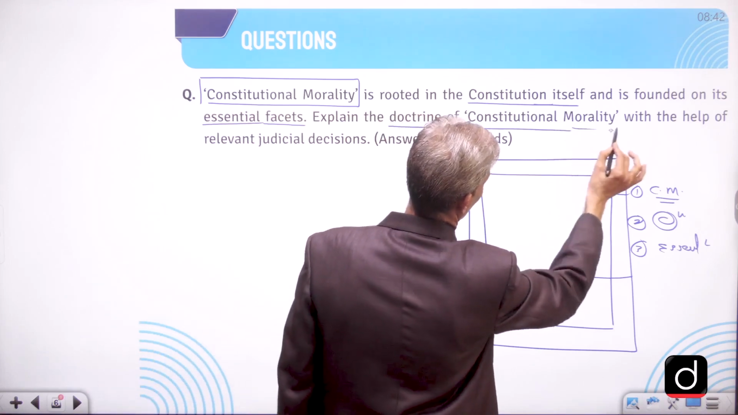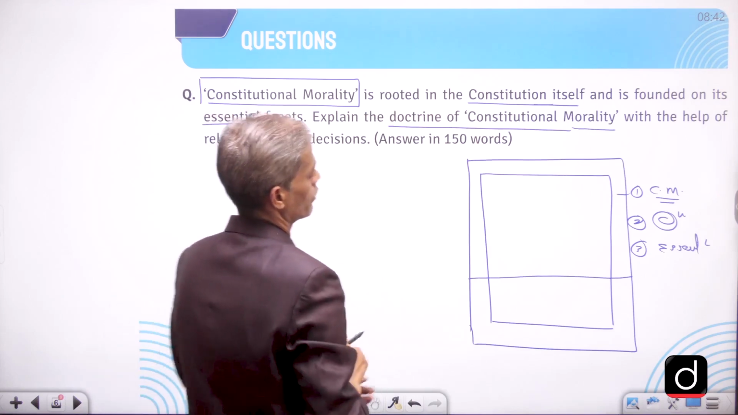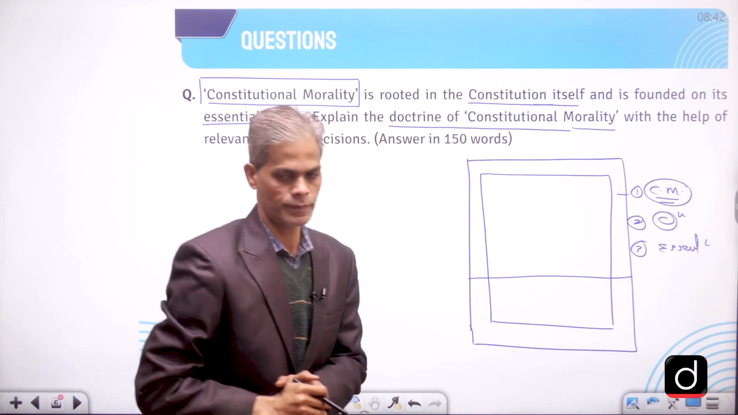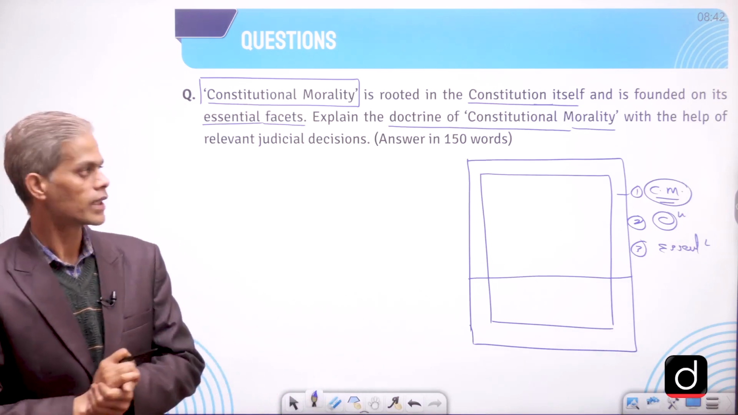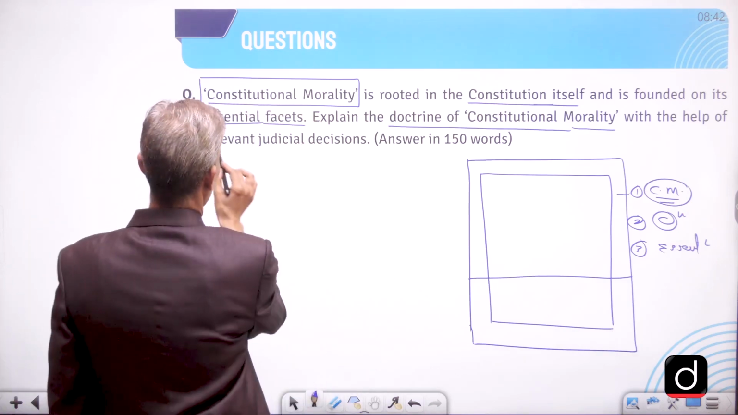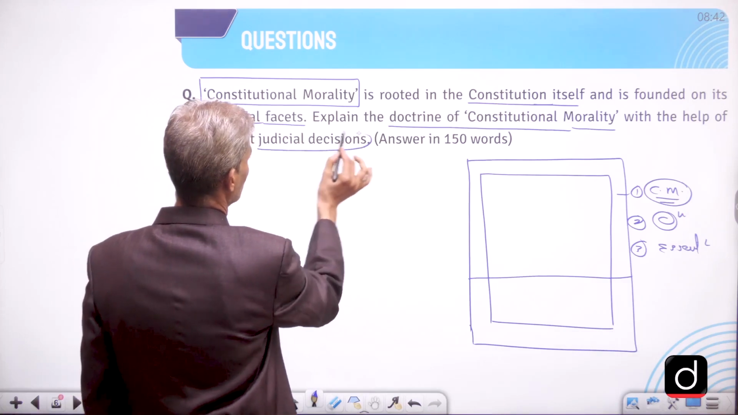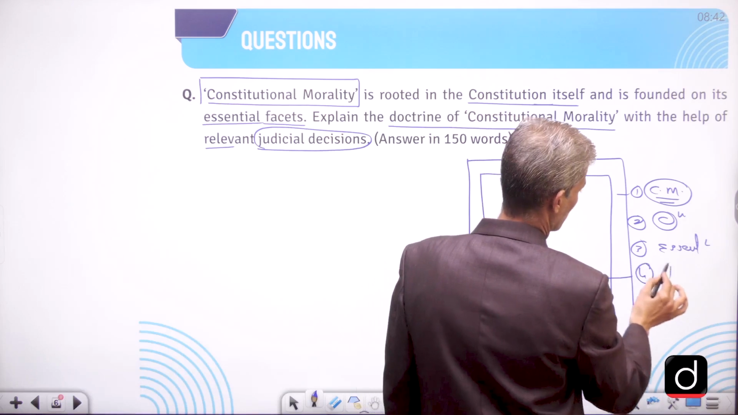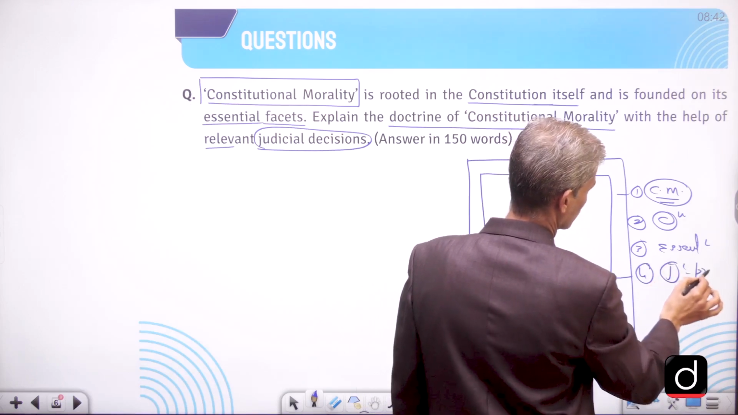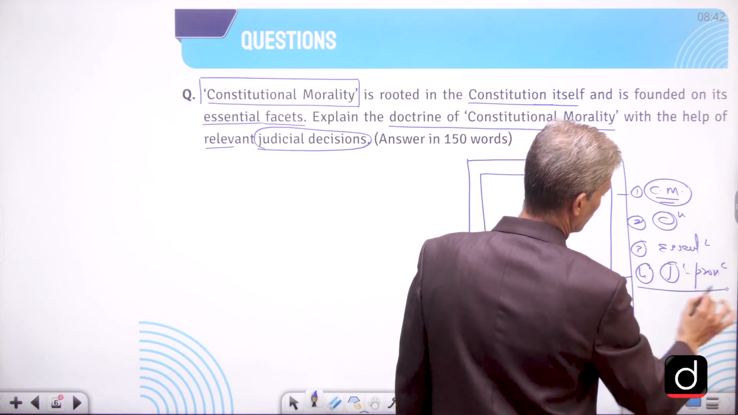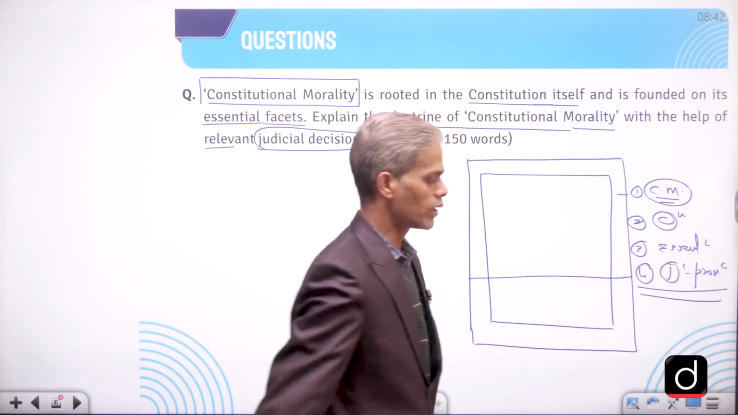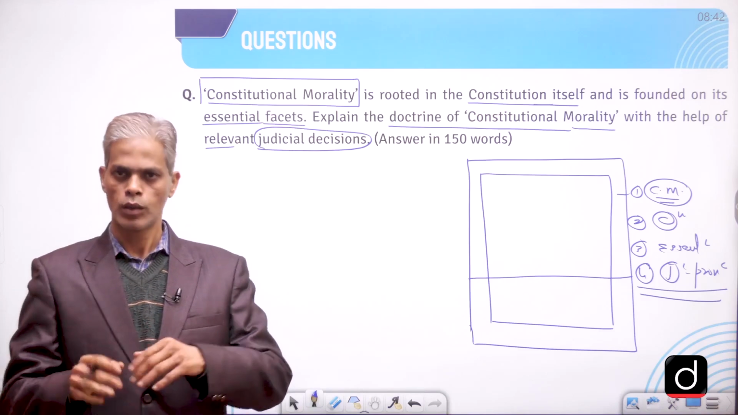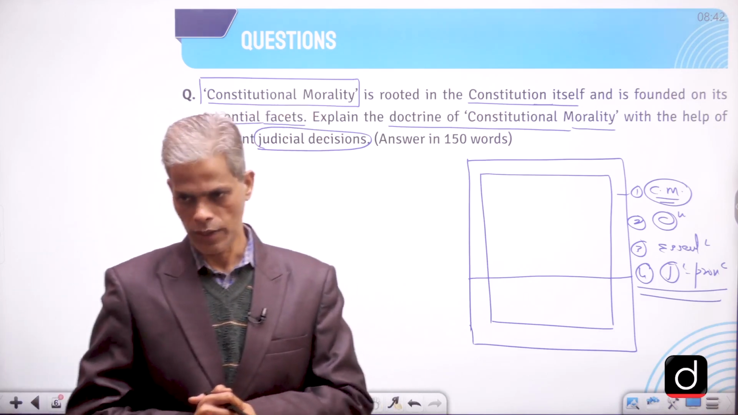Explain the doctrine of constitutional morality: their focus is again on this word only, plus they have tried to relate it with current affairs, that is, with the help of relevant judicial decisions or pronouncements. So another word could be judicial pronouncements. When we talk about these four words, by reading them two or three times, you'll be able to understand what exactly the demand of the question is.